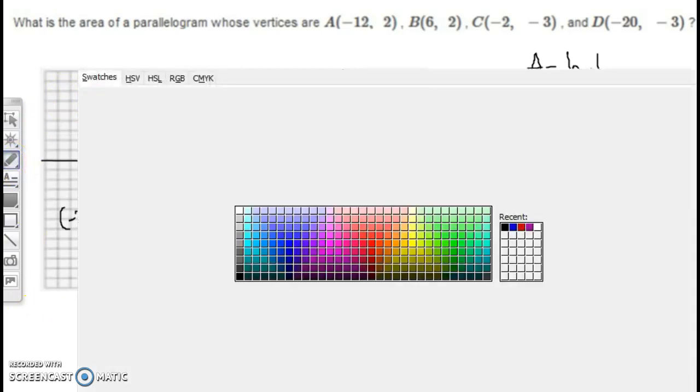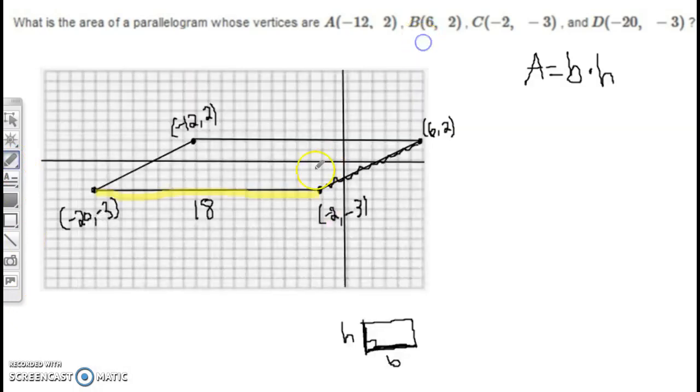You actually have to draw in the height here. The height's not included in the picture yet. You want to start at one of the sides of the base and you want to draw a line perpendicular to it. So this red line would actually be my height. And then I can count that using the grids. And that's 5 units long. So then to find the area, I would just do the base times the height. And I'd go to my calculator and type that in. 18 times 5 is 90. So my area is 90 units squared.